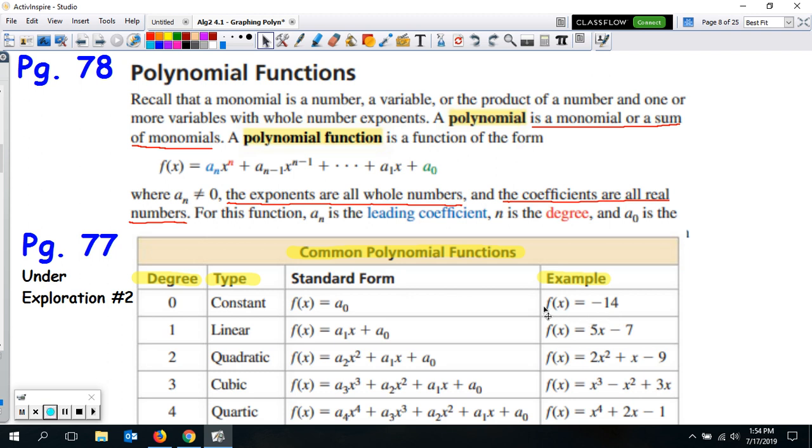And we've seen these before at the very start with 1.1. We saw that y equals negative 14. If it just equals a number, that's a constant term. If it's degree 1, that's our linear functions. So a linear function is a polynomial. It's a binomial with mx plus b. So this is a polynomial, but we more specifically know it as a linear function.